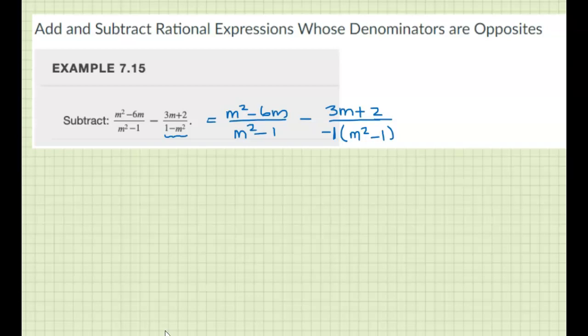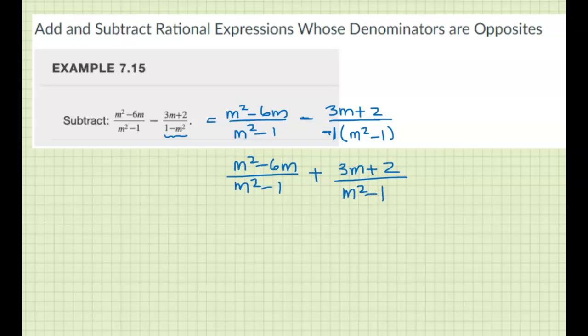But now we have to simplify this. So we have a negative divided by a negative. This makes it a plus. So minus a negative is going to make it addition. Alright, so this is going to be m squared minus 6m over m squared minus 1 plus 3m plus 2 over m squared minus 1.